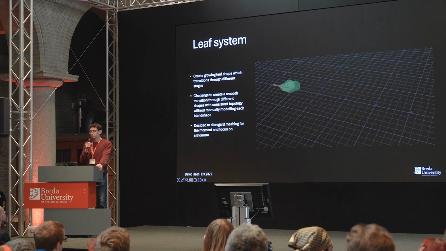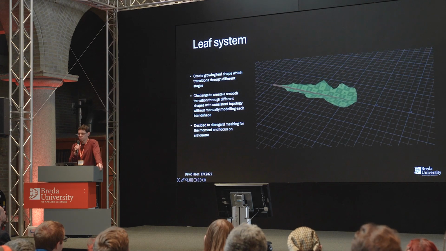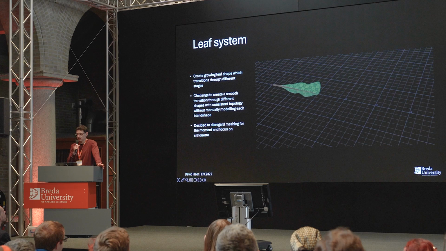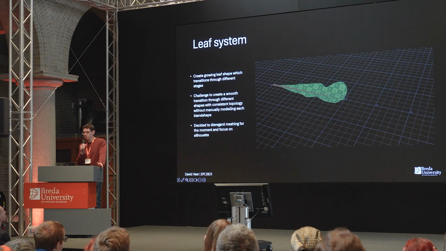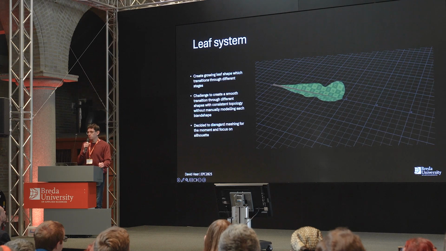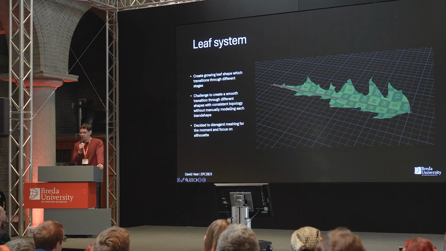My starting point for the project was to create the leaf system. The challenge here was that the leaf changes shape throughout its growth cycle. I needed to be able to blend between these different stages. Since I wanted the system to be adjustable, I didn't want to have to rely on creating manual blend shapes.